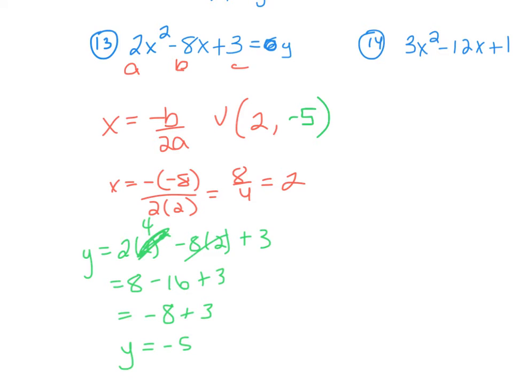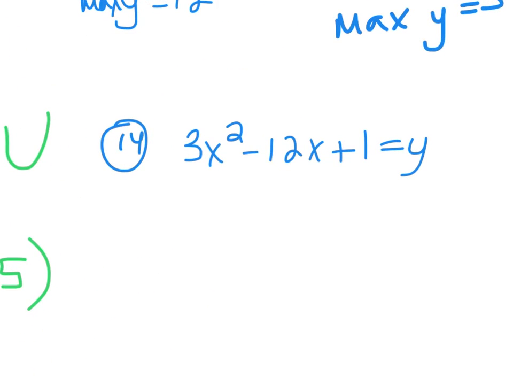Agreed? What's my axis of symmetry? 2. Is this a positive parabola? Does it open up or is it negative? Open up. It opens up because the 2 is positive. So do I have a minimum value or a maximum value? Minimum, at y equals negative 5. Good. Very good.